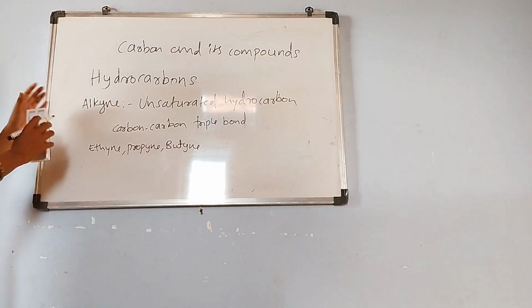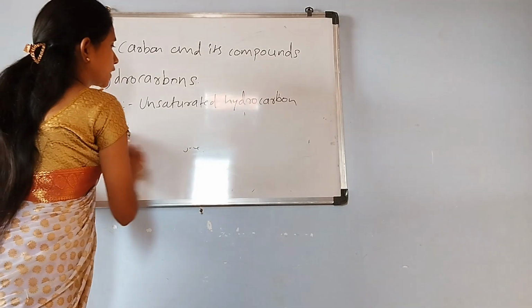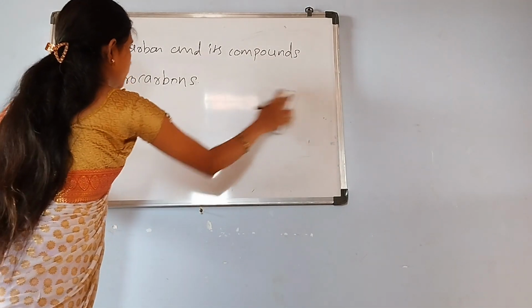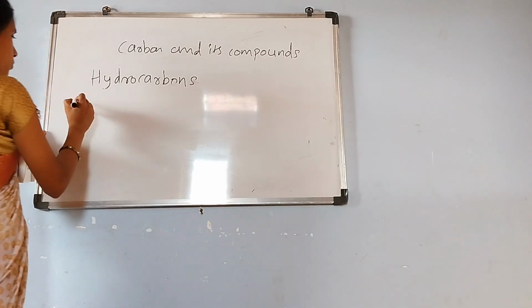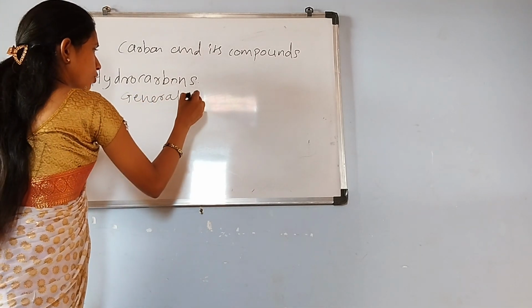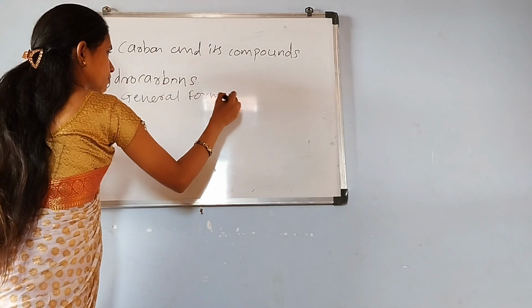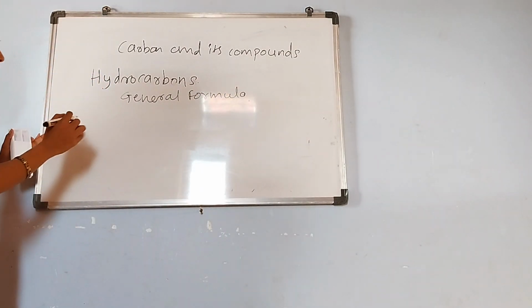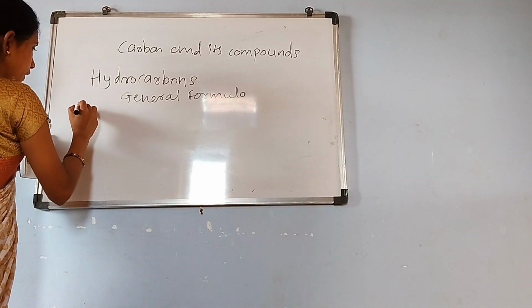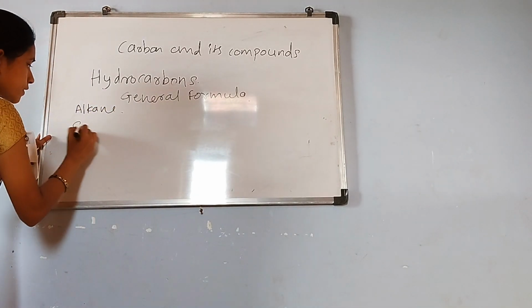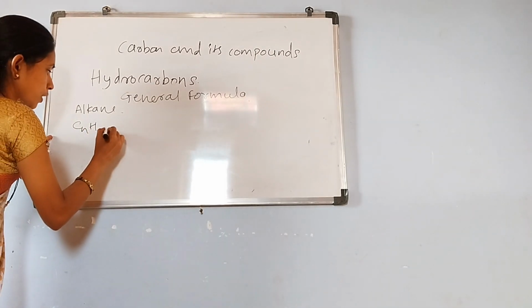Now we are just discussing the general formulas of alkane, alkene and alkyne, and how to find out whether a compound is an alkene, alkyne or alkane. So look here. For alkane, the general formula is CnH2n+2.